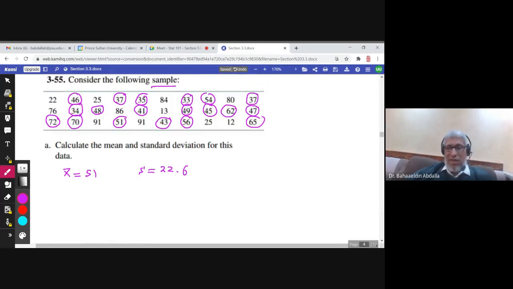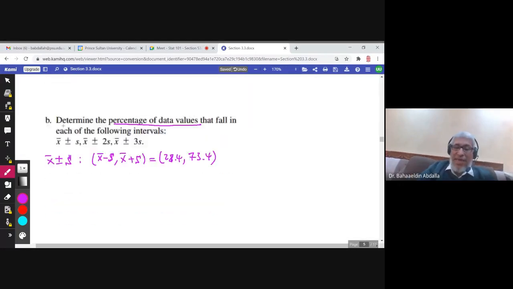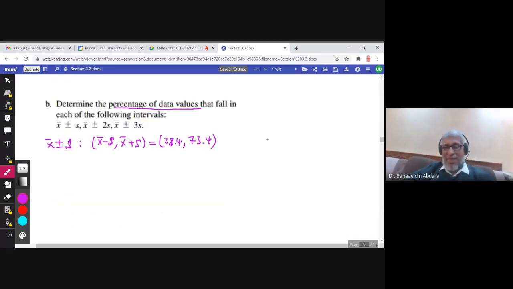How many are they? Let us count them. 3, 6, 9, 10, 14, 15, 19. There are 19 numbers. How to find the percentage of these 19 numbers? I divide by 30, multiply by 100. So I will get 63.3. So this is the percentage of the data values that lie in the first interval.